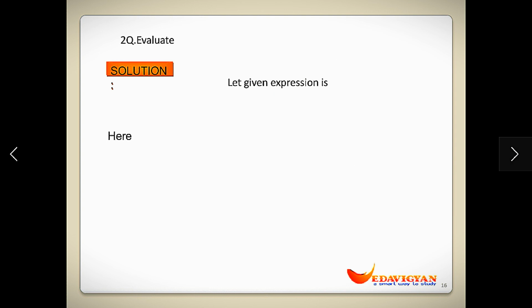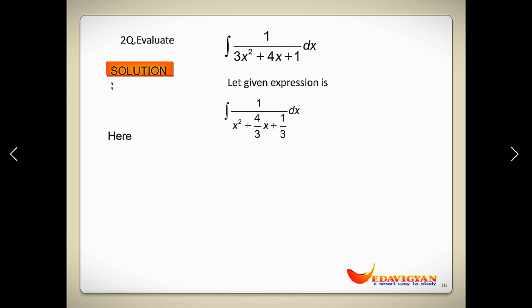Let us see another problem, the second problem. The denominator is given here in some algebraic form. So how do we simplify this equation, and then how do we use the standard form? Right, next: integral 1 by x square plus 4 by 3 x plus 1 by 3. The entire equation is divided by 3 and we get this expression.